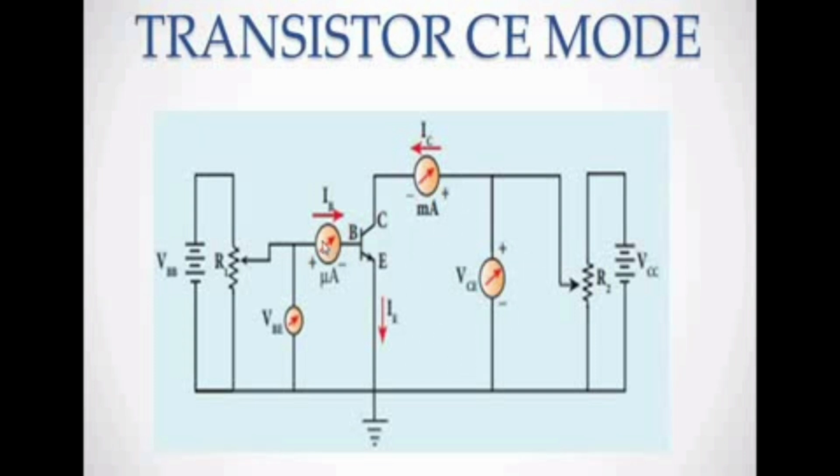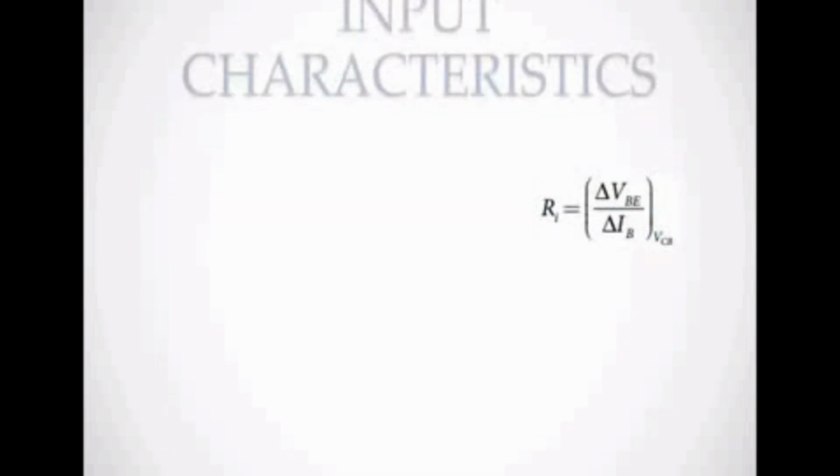Current gain is the ratio between the input current IB and the output current IC. We vary IB and calculate IC. Using that we can draw the graph and get the current gain. So these are the three methods of measuring the input characteristics, output characteristics, and the current gain.